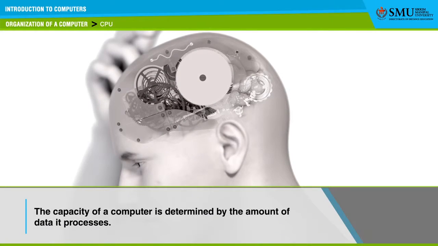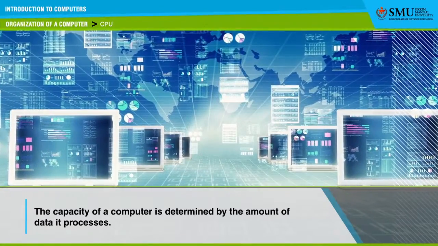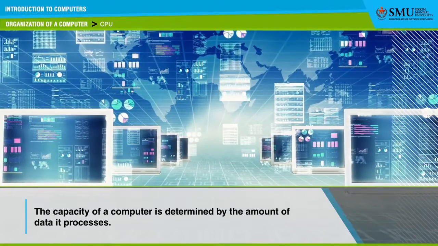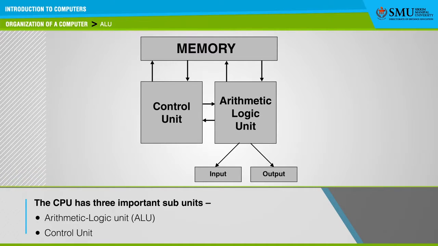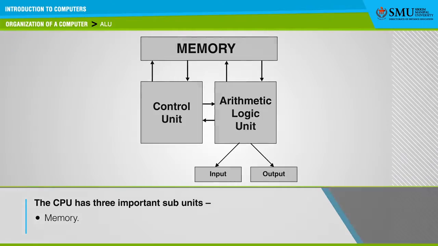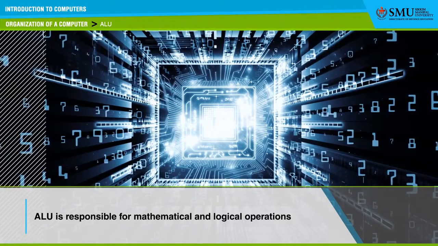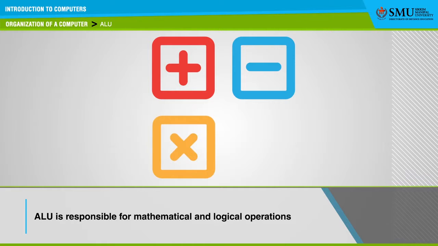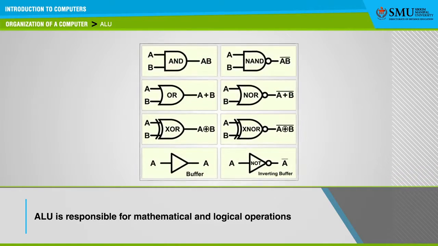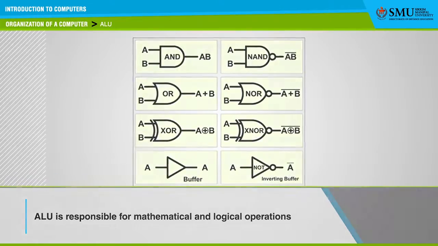The processing capacity of a computer is measured in terms of the amount of data processed by the CPU in one operation. The CPU has 3 important subunits: arithmetic logic unit (ALU), control unit, and memory. The arithmetic logic unit (ALU) is responsible for mathematical calculations like addition, subtraction, multiplication, and division. It can also perform logical operations like AND, OR, and NOT.